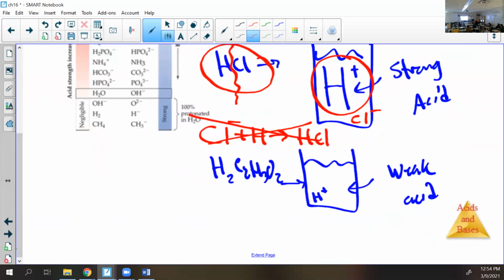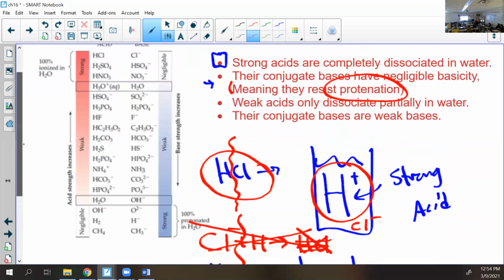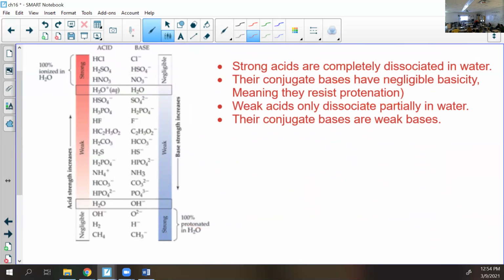So if we had this equation right here, Cl minus plus H goes to HCl, we would not do this. There'd be almost zero products, so they would stay broken apart. That's all a strong acid does. It stays broken apart. So if you have a strong base and it becomes an acid, the acid's going to be really weak. Strong base, the conjugate acid is extremely weak. Strong bases have basically zero ability to come back the other direction.